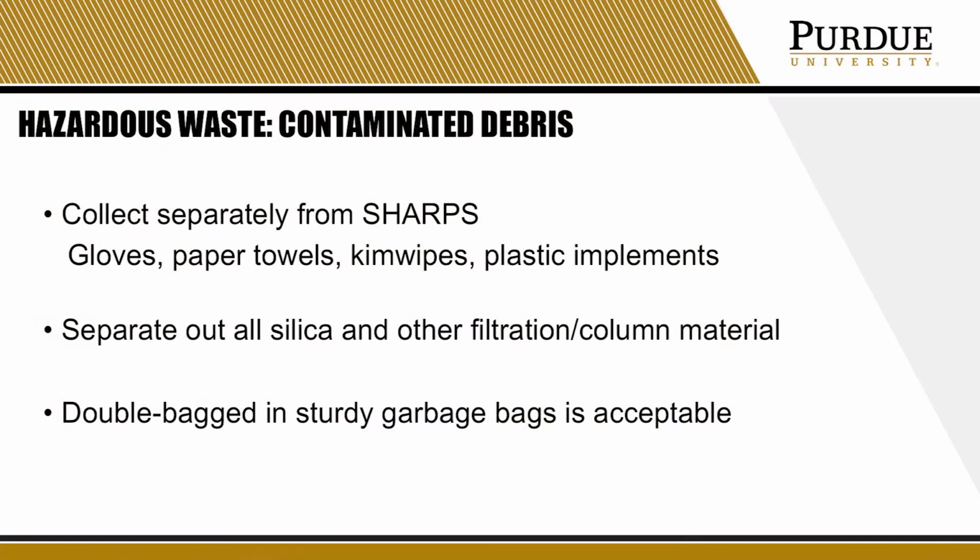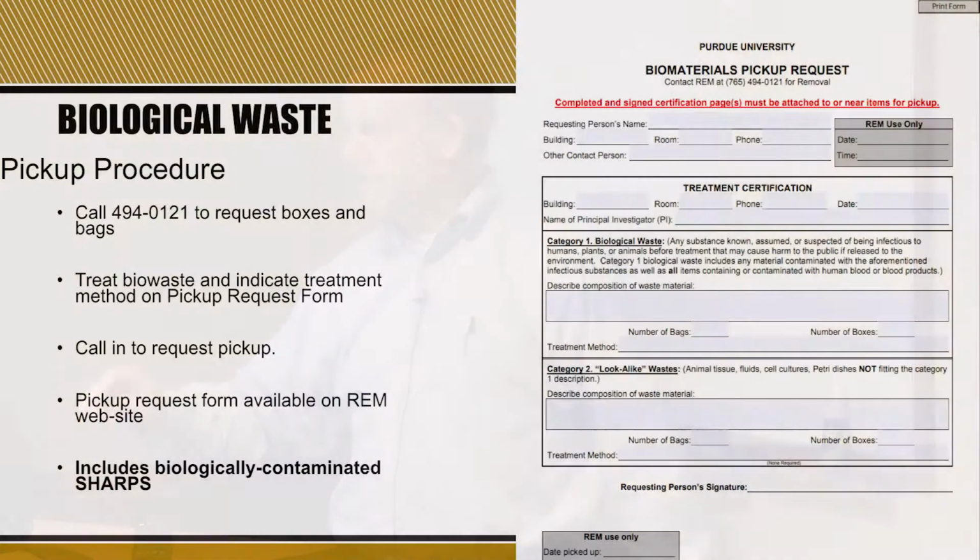So if you just have debris, like paper towels, Kim Wipes, plastic things, little trays and stuff like that, collect those separately from the sharps. Take all the silica and filtration or column material out, and then double bag in a garbage bag. Then you can put one of our orange labels on that garbage bag, and that's fine. And then for biological waste, you can just call in a pickup. That's again on our website.